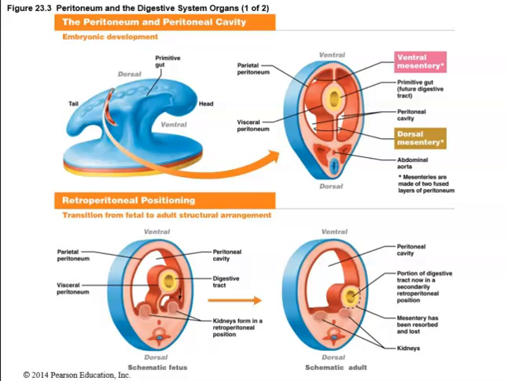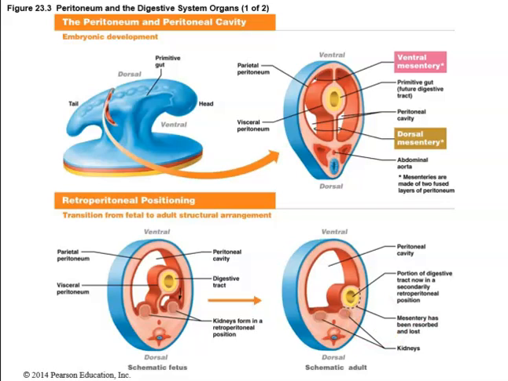Now, as the digestive tract elongates and rotates, some organs will get pushed against the dorsal body wall. So the dorsal being the back, these organs will get pushed towards the back of the body wall. So the visceral peritoneum of these organs will then fuse with the parietal peritoneum along the dorsal body wall. So here you see this organ being pushed back towards the dorsal wall, and then the visceral peritoneum will fuse with the parietal peritoneum along the dorsal body wall.